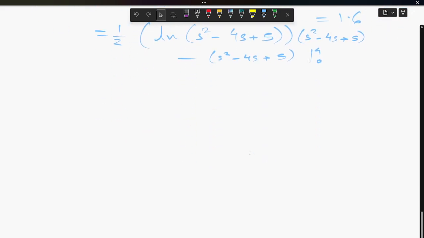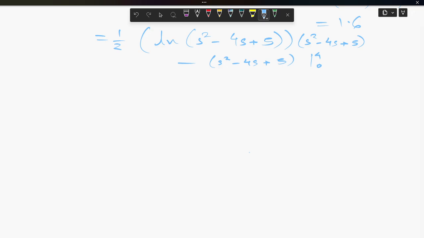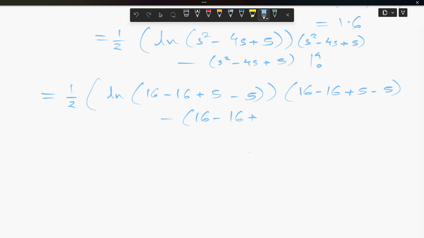So we have to calculate this now. So we would get half into, that will be ln of 16 minus 16 plus 5, and for the 0 part we would get minus 5. Very good. And also in this thing we would get 16 minus 16 plus 5 minus 5, and minus of 16 minus 16 plus 5 minus 5. So now they are appearing to be 0.